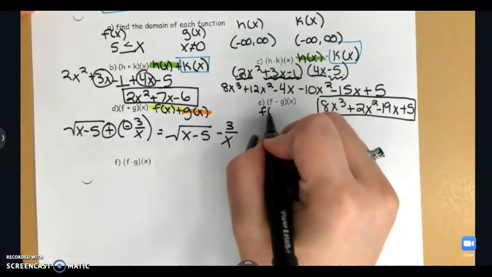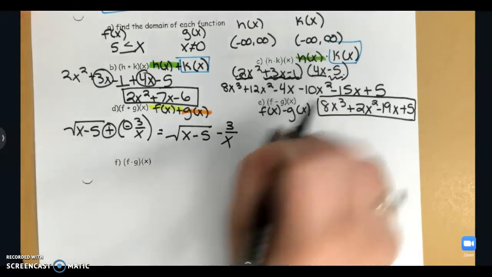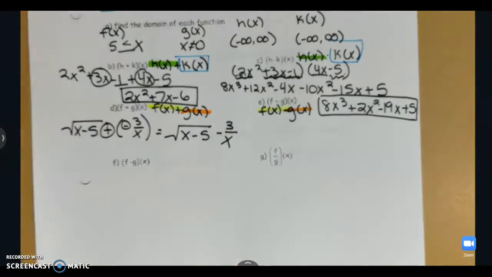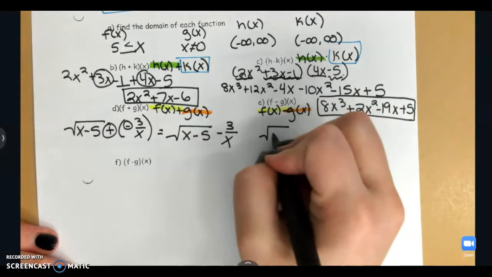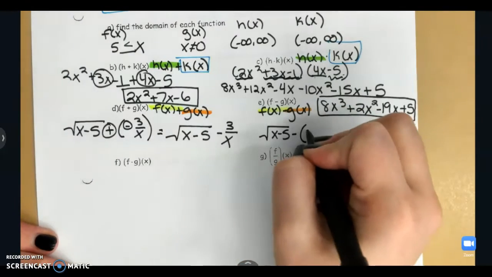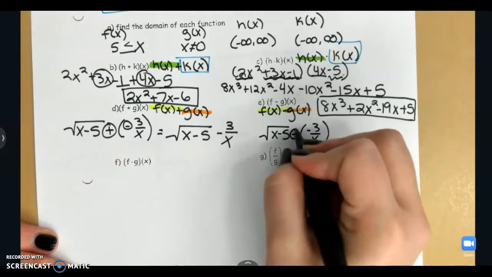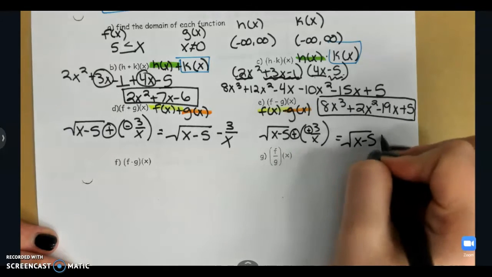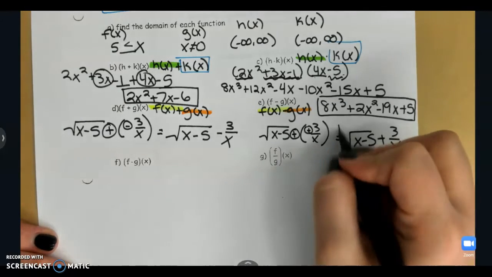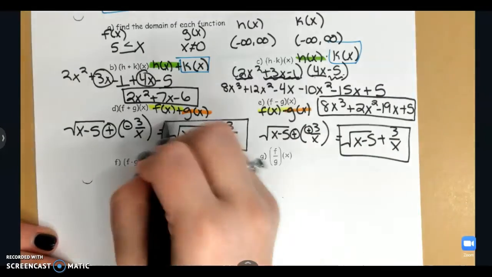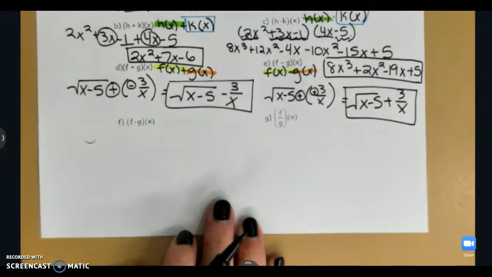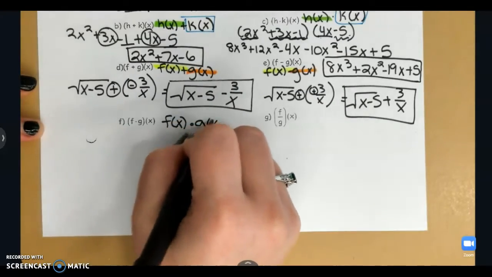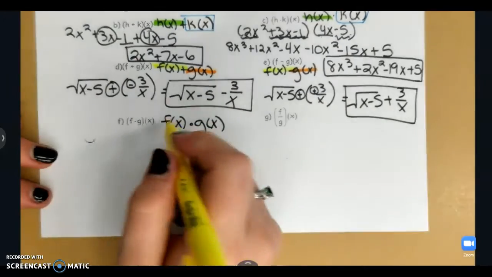f minus g of x, we're just subtracting our functions. This is still my orange and my yellow. So square root of x minus 5 minus negative 3 over x, and I have minus a negative, so that becomes plus positive. So square root of x minus 5 plus 3 over x. Okay. And then my last two at the bottom, this is going to be f of x times g of x, still working with our same yellow and orange.